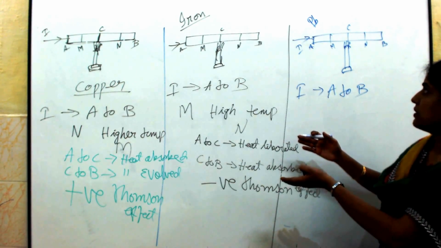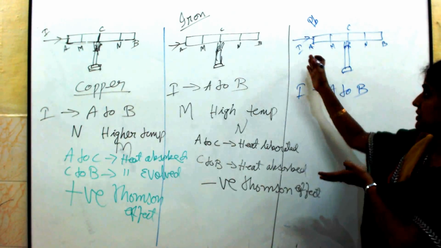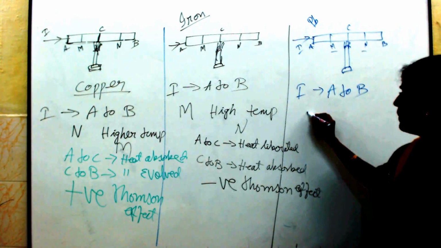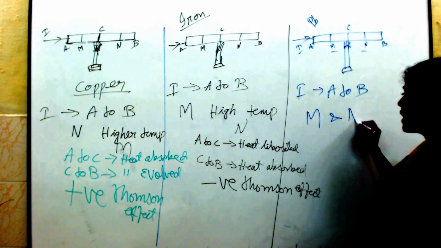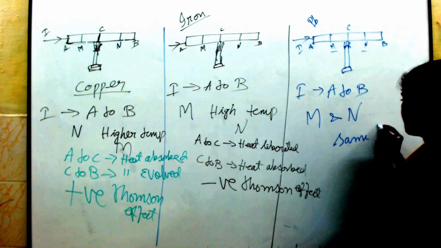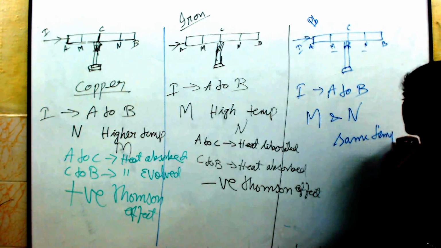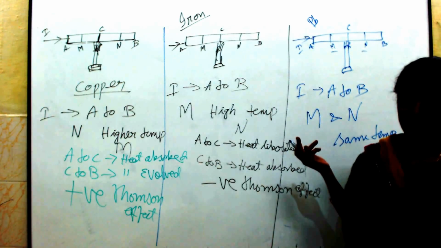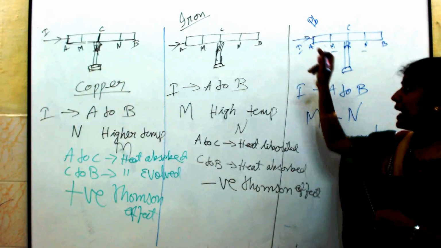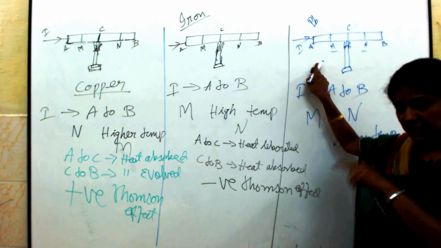But for lead, whatever the direction of the current, whether it is from A to B or from B to A, these two points M and N are at the same temperature. He could not find any difference in temperature between M and N. So what happens to the Thomson coefficient? For lead the Thomson coefficient is nil.